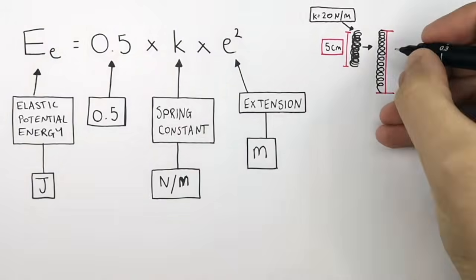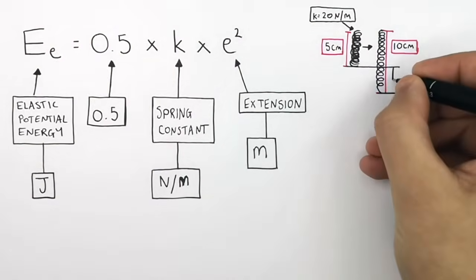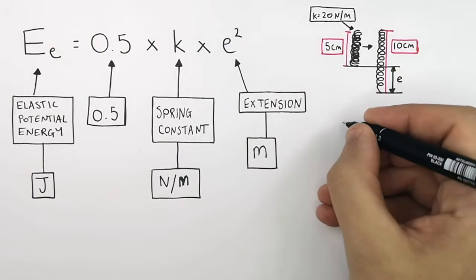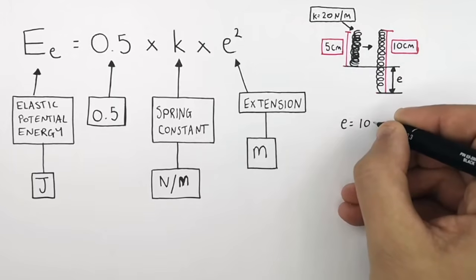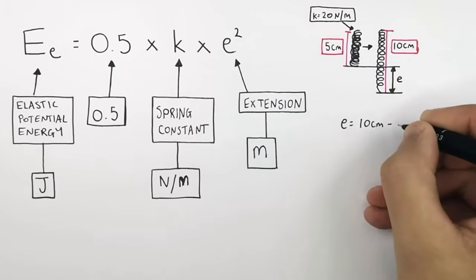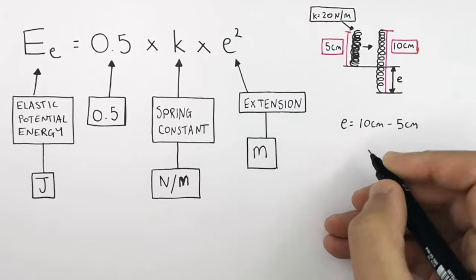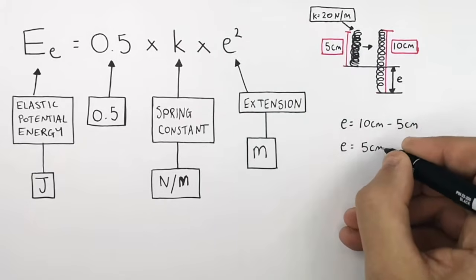But we don't want to use the 10 centimeter number. We need to figure out the extension of the spring, E. So how do you calculate the extension E for the spring? Well, that's 10 centimeters, the final length after being stretched, minus 5 centimeters, which is the initial length of the unstretched spring. So in this example, E equals 5 centimeters.